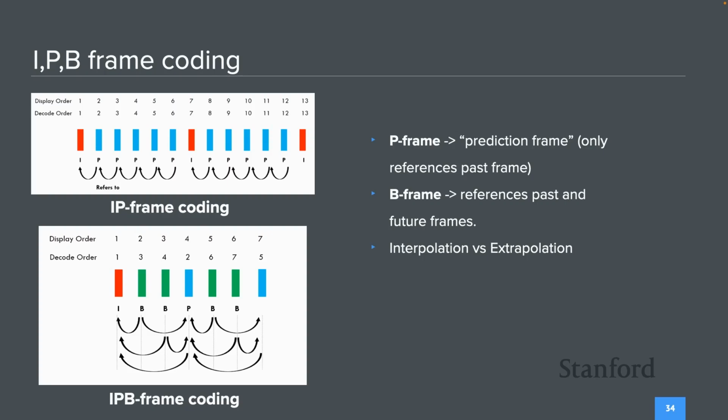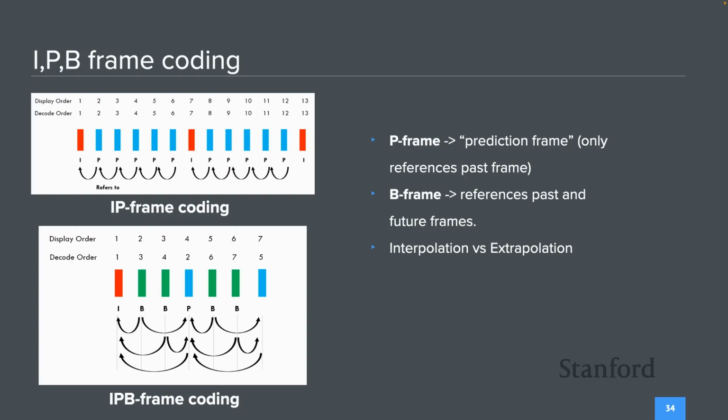So the B here stands, I mentioned P stands for predictive coding. The B stands for bidirectional coding because it references both left and right directions. Right? Yeah, so again, we could do this. And in fact, when you upload a video on YouTube, most of the times, videos nowadays are actually encoded using B frames.